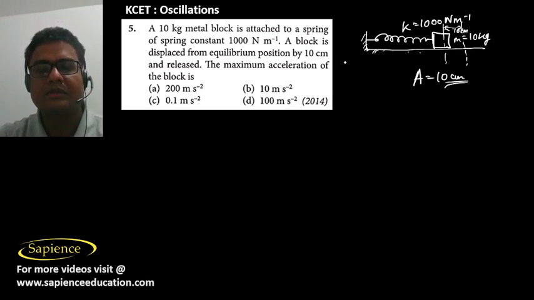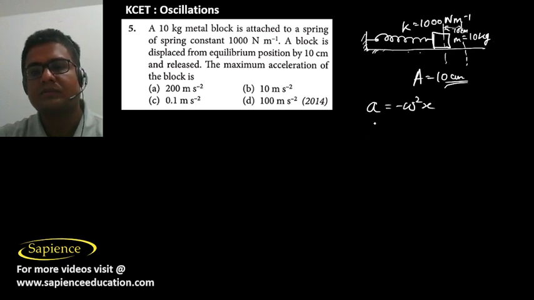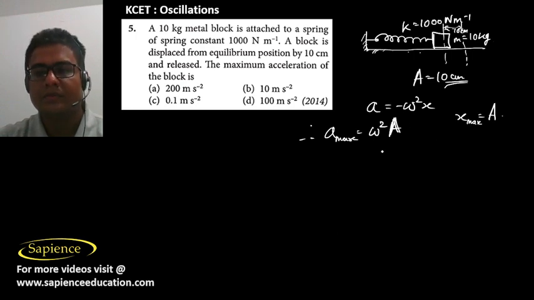The maximum acceleration of the block is, so we know that acceleration is equal to minus omega square into x. So therefore the maximum acceleration will be equal to omega square into a, where a is the amplitude, since the maximum value of x will be equal to the amplitude only. So that will be equal to omega square a.